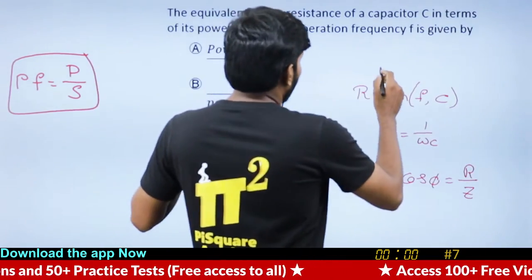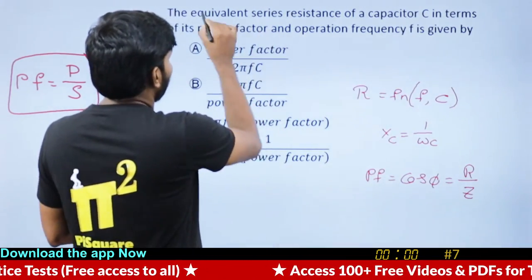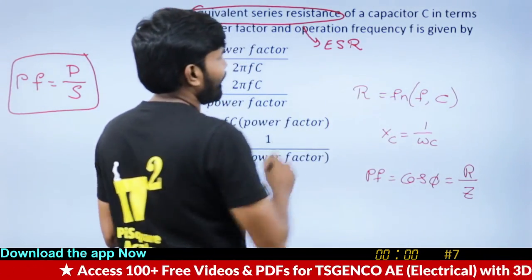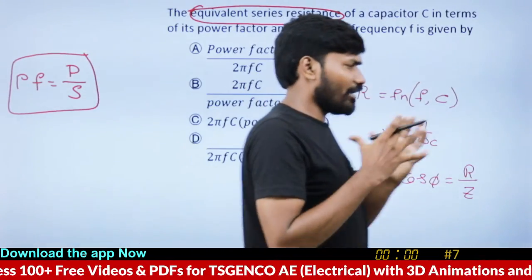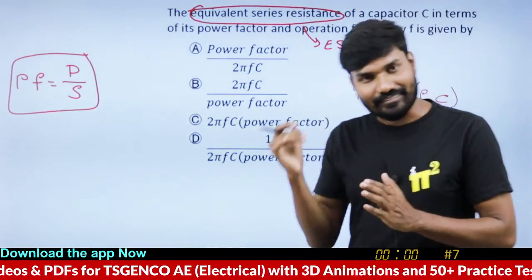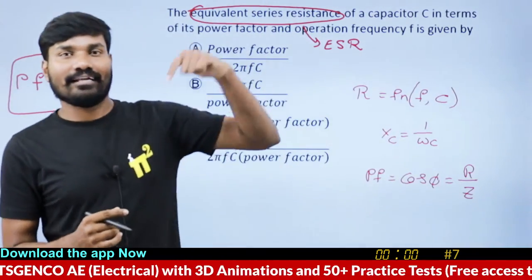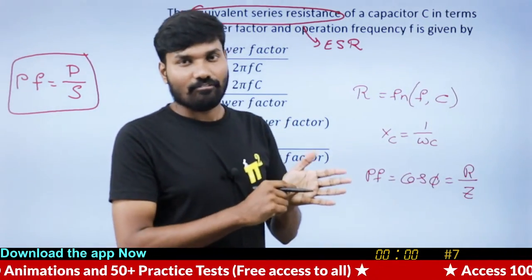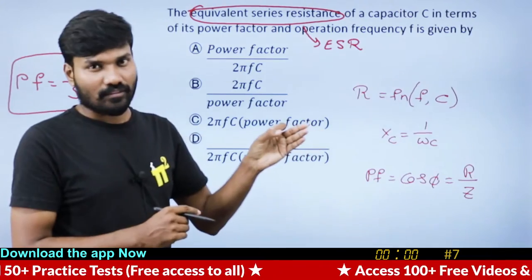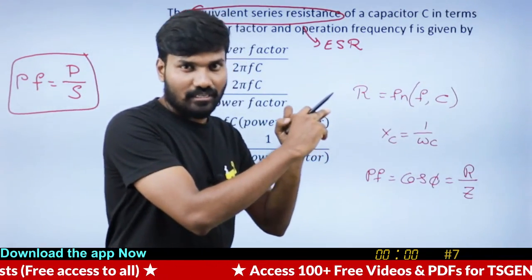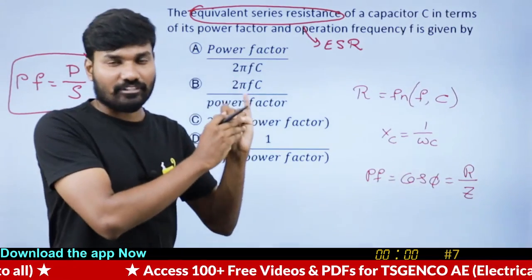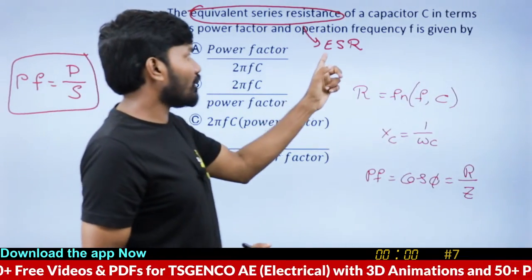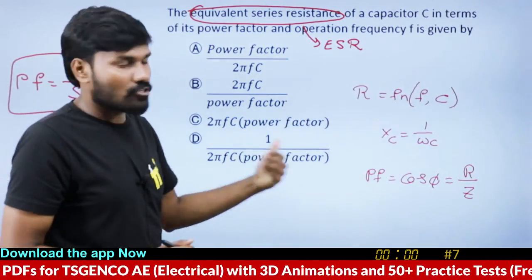Now, it's asking for ESR, the equivalent series resistance of a capacitor. If you take a resistor also, there will be capacitance within it and inductance within it, but we tend to ignore those. A resistor has resistance, inductance and capacitance, but the resistance is significant, so we ignore the inductance and capacitance effects. Similarly, a capacitor will have resistance also. That's the equivalent series resistance, whose value will naturally be less.